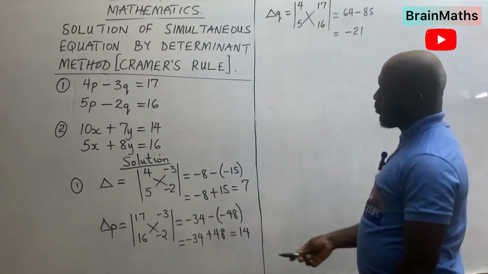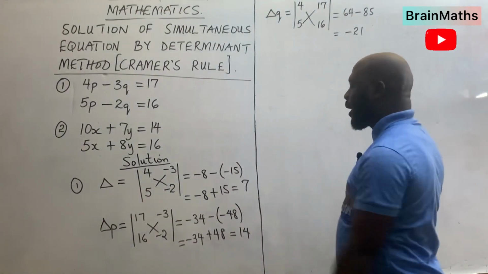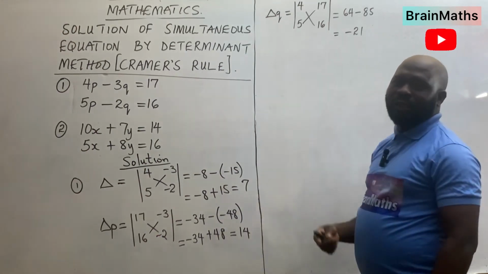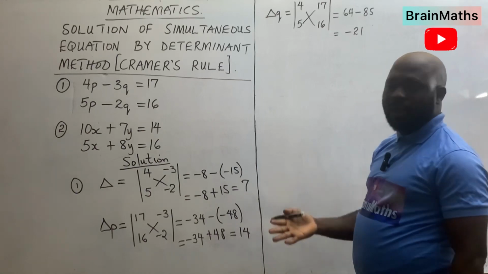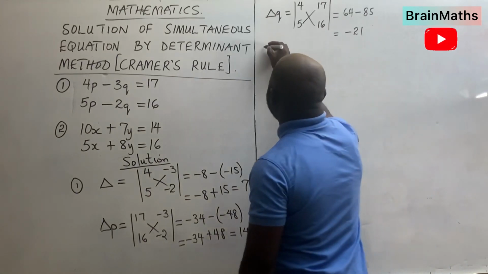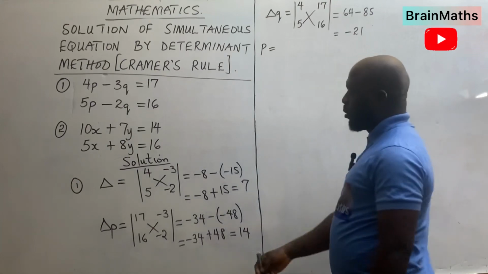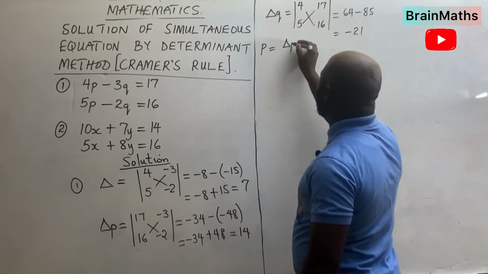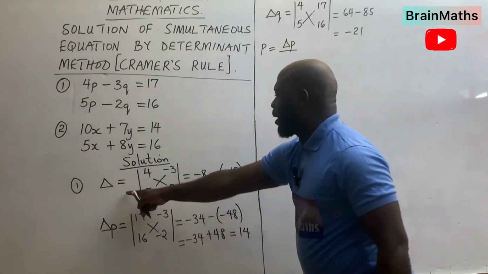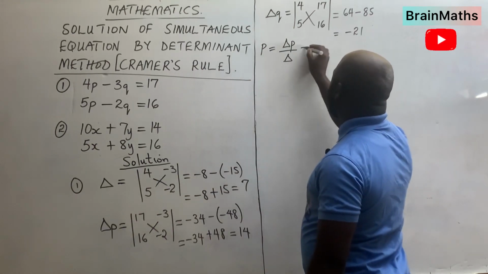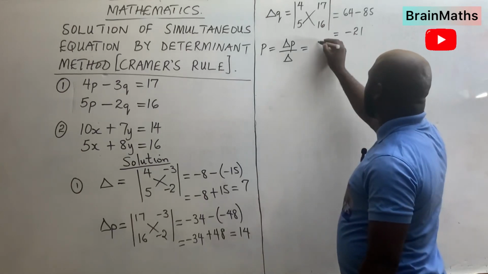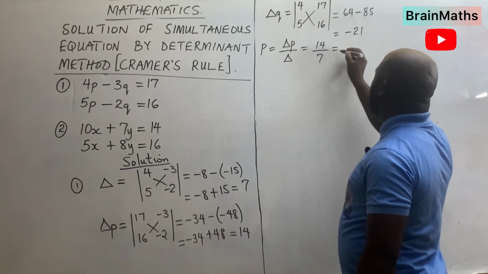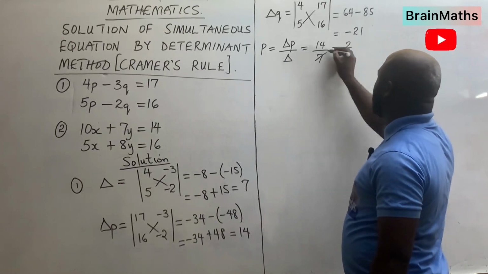So we've gotten the determinant of the left-hand side, the determinant of P, and the determinant of Q. So the next thing is to find the values of P and Q. Our P will be the change in P, that is the determinant of P, over the general determinant. The determinant of P is 14, while this is 7. So the value of our P is 2.